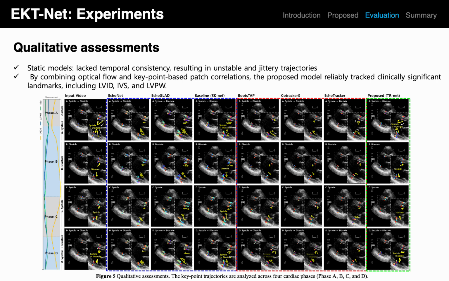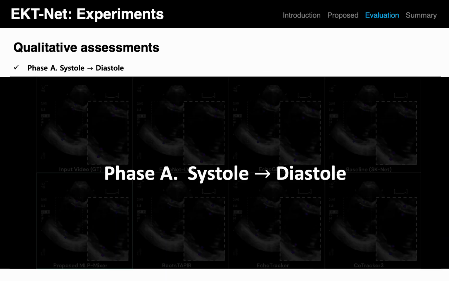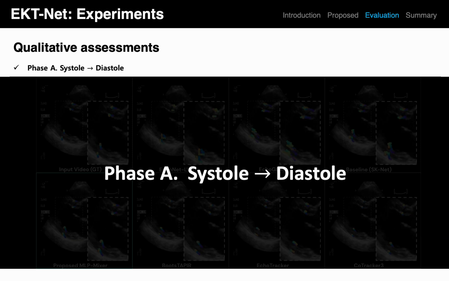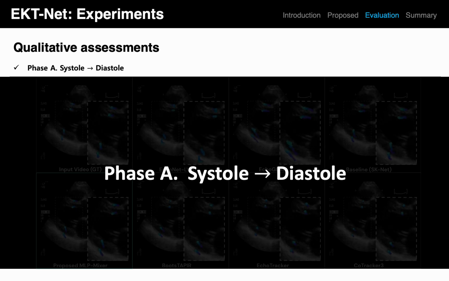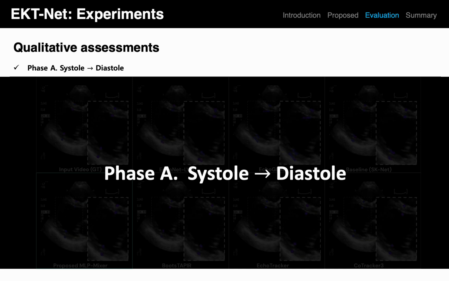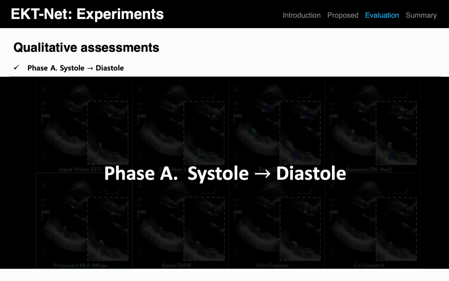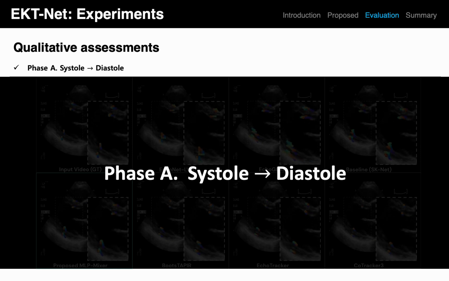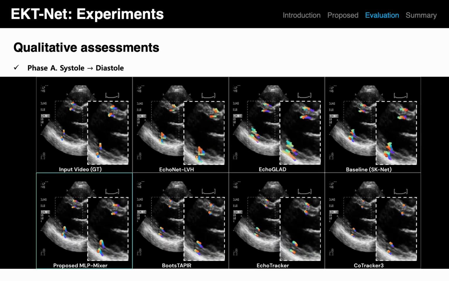Now let's move on to the experimental results. First, the qualitative results. Baseline models often suffer from temporal jitter and unstable key point trajectories. In contrast, our proposed method maintains smooth and consistent trajectories across the entire cardiac cycle. Importantly, it accurately tracks clinically meaningful landmarks, which is crucial for reliable functional measurements.